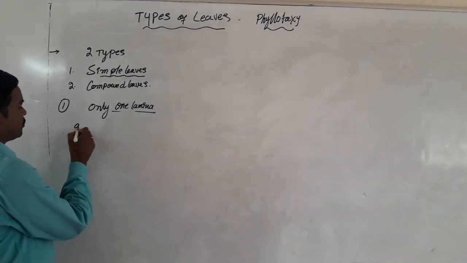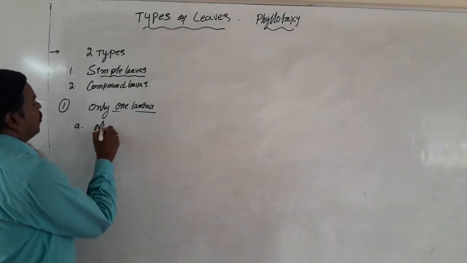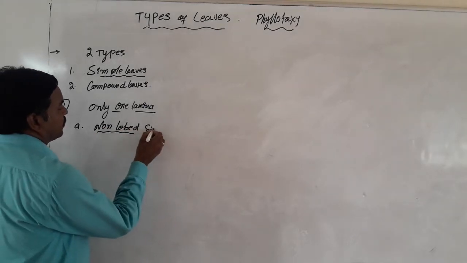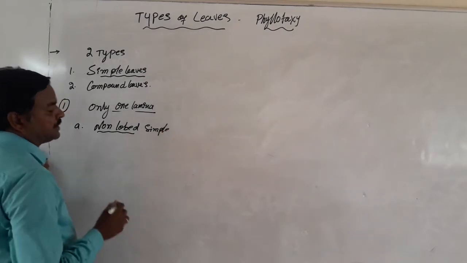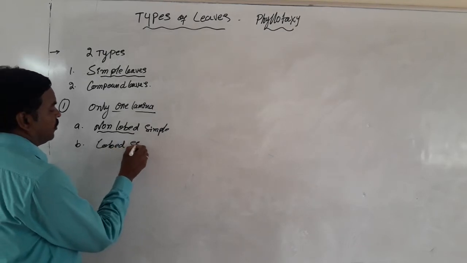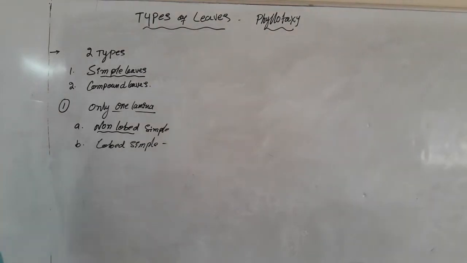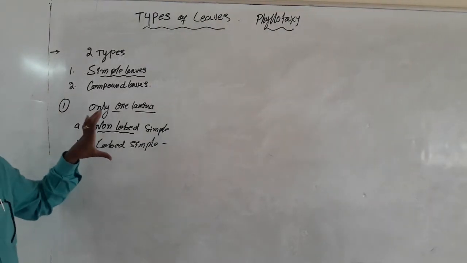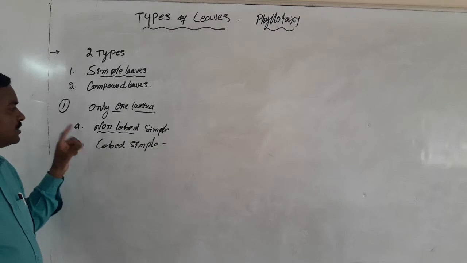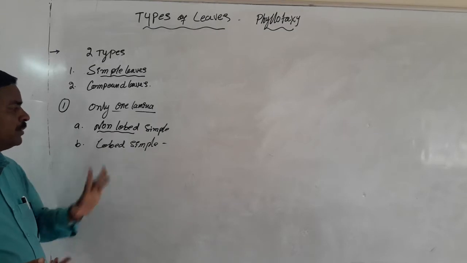Again, these simple leaves are also divided into two types. One, non-lobed simple leaves. Second one, lobed simple leaves. Both are types of simple leaves, so they contain only one lamina. In both, only one lamina is there. But depending upon the nature of the lamina, they are divided into non-lobed simple leaves and lobed simple leaves.